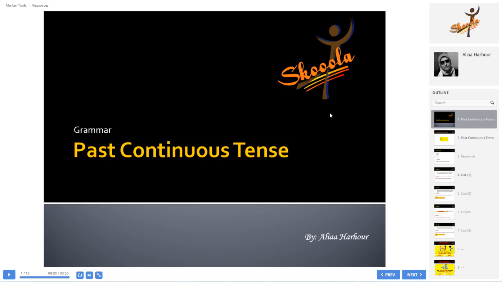I'm going to explain to you today the past continuous tense. First of all, what is the past continuous tense? We are going to discuss what it means, the form, the keywords, how and when we use it, whether it has special keywords, how we form a negative, and how we put a question. We are going to talk about the past continuous tense in general.